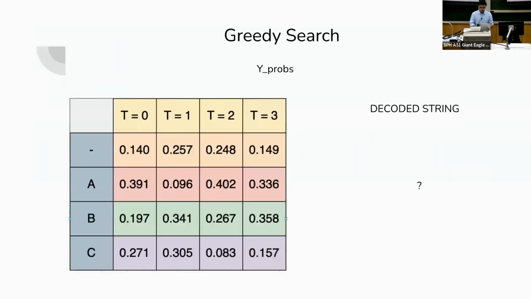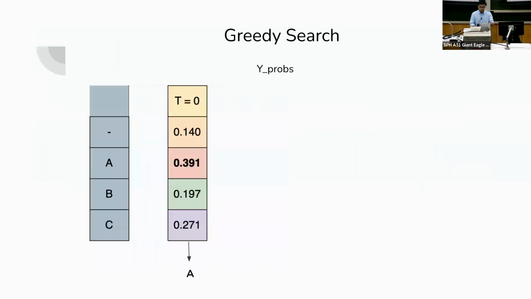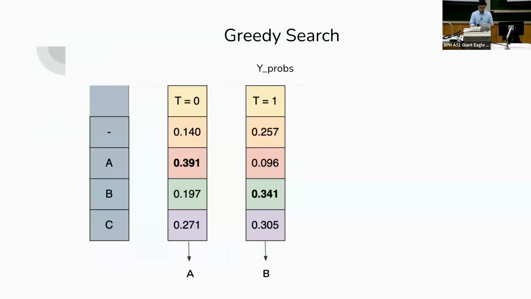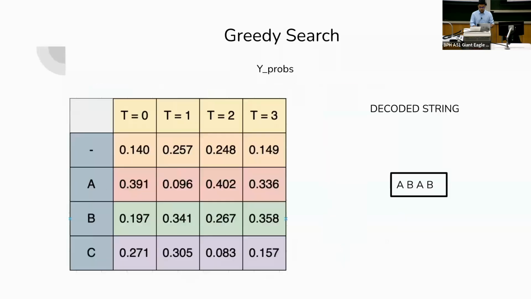So when we start with A, at t equal to 0 we see A, then we see B, A, B. So we get our final decoded string as ABAB. That's how greedy search works, and it's very simple to implement. You just need to take an argmax at each instant.